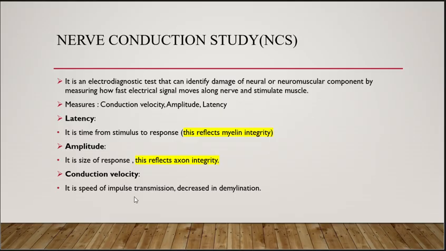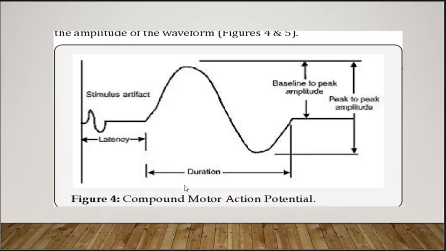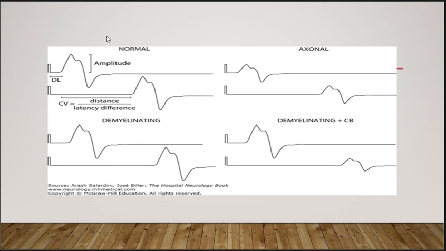Conduction is the speed of impulse transmission, and whenever myelin integrity is lost, conduction is lost, and you will see prolonged latency, reduced conduction velocity or conduction blocks. This is the normal wave where the amplitude is normal. In demyelinating, the amplitude will be normal, but there will be prolonged latency and conduction block. Whereas in axonal, the height of the wave is smaller but it looks like the normal one, and the latency can be normal or prolonged.